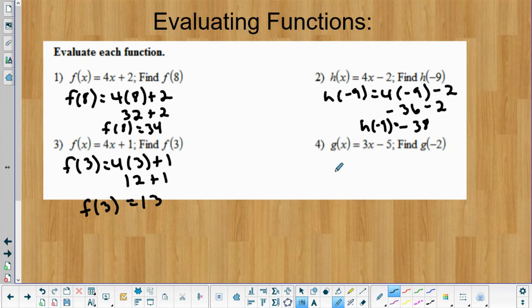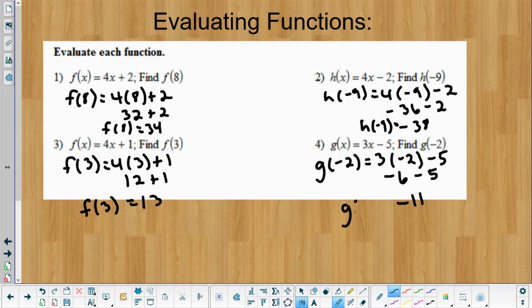Okay, this one we have g of x. So we have g of negative 2 equals 3 times negative 2 minus 5. Well, 3 times negative 2 is negative 6. And if I move 5 spaces to the left, I'm actually at negative 11. So g of negative 2 equals negative 11.